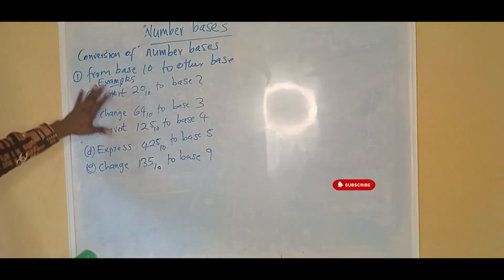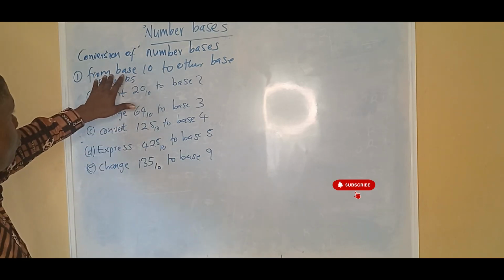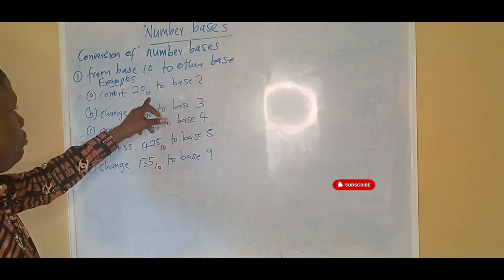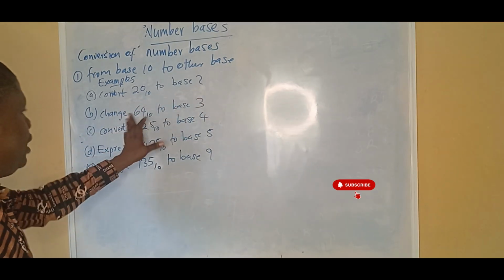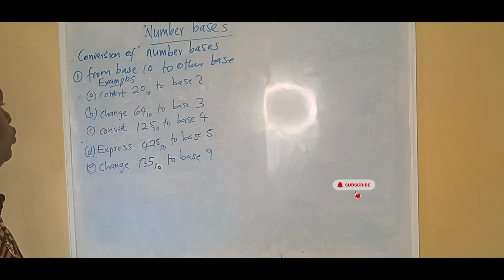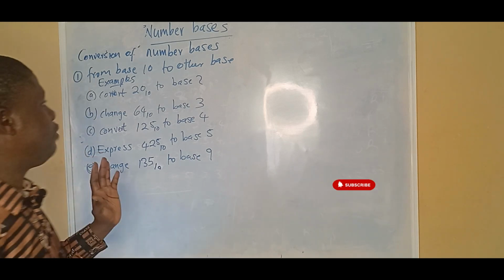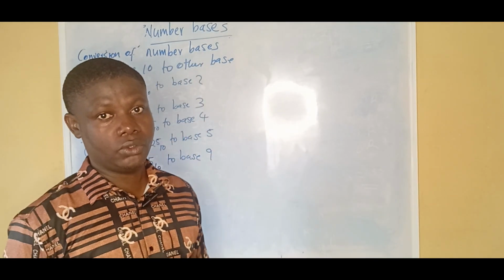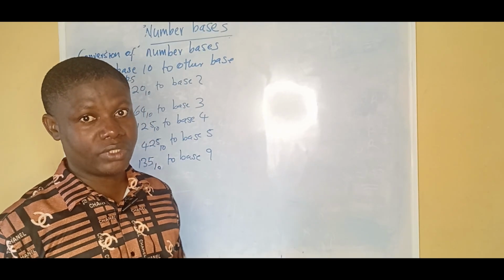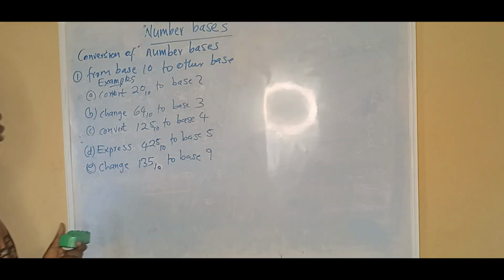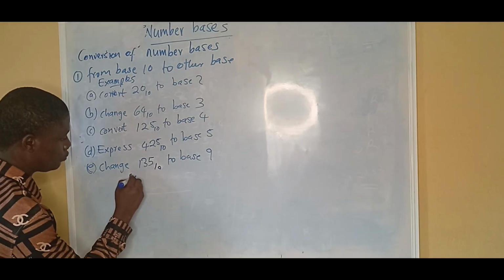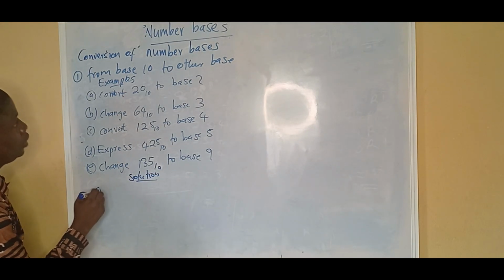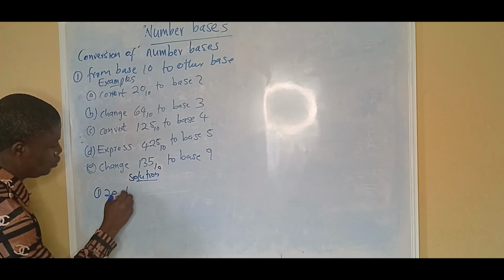So we are going to be looking at these examples under conversion from base 10 to other bases. We'll have the first one, 20, which is in base 10. We are converting it to what? Base 2, and the same thing with the others. When we are converting from base 10 to another base, we follow the same method or process. So let's take one after the other. We'll have the solution. Number 1 is 20 in base 10 to what?